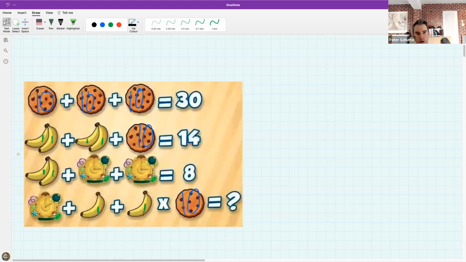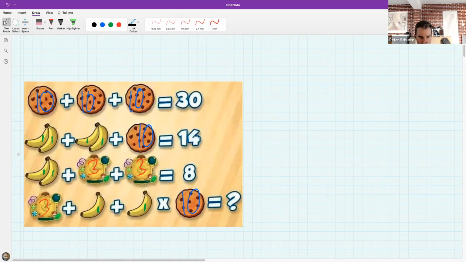Because there's 4 bananas plus a cookie is 14. So each banana must be worth 1. Now, what are these fancy biscuits going to be worth? Well, there's 2 already, and it's 8. So they must be 6 together. And if there's 6 together, they must each be 3.